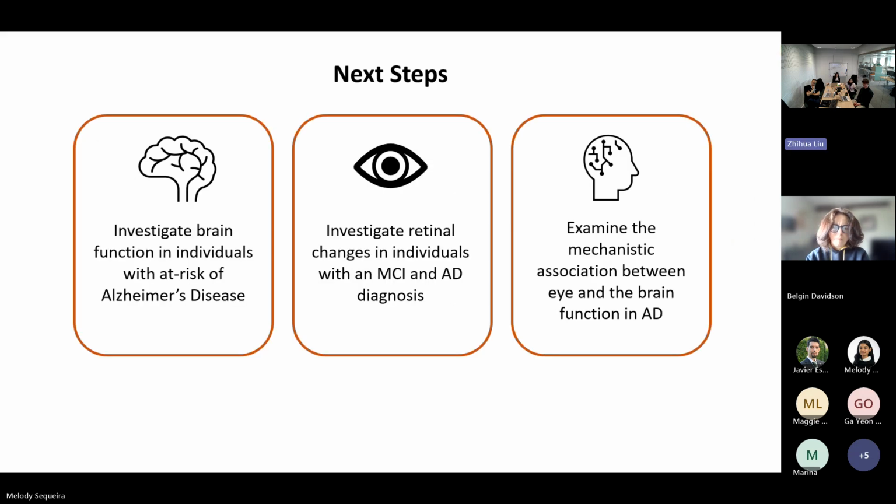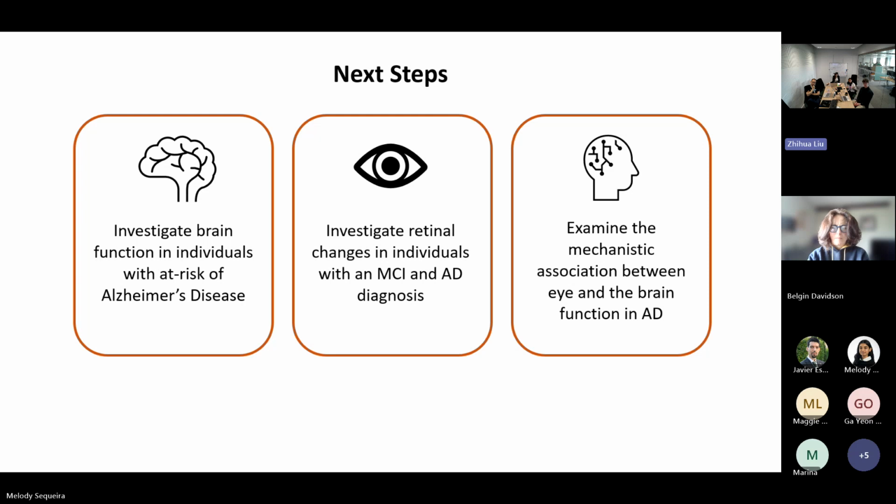And so the next steps of my PhD project is to look at how these brain functions change in individuals at risk of Alzheimer's disease. Do we possibly see signs of compensation as early as, even before they're diagnosed with any condition? Or do our genetic risk factors have an influence on our brain function?